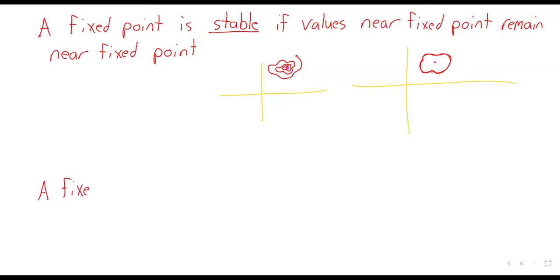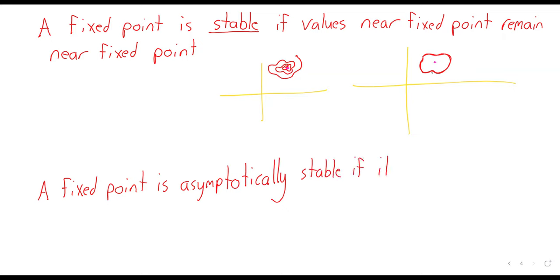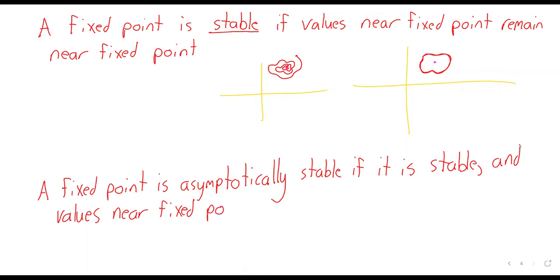A fixed point is asymptotically stable if it is stable, and not only do we stay near the fixed point, we actually converge to it.